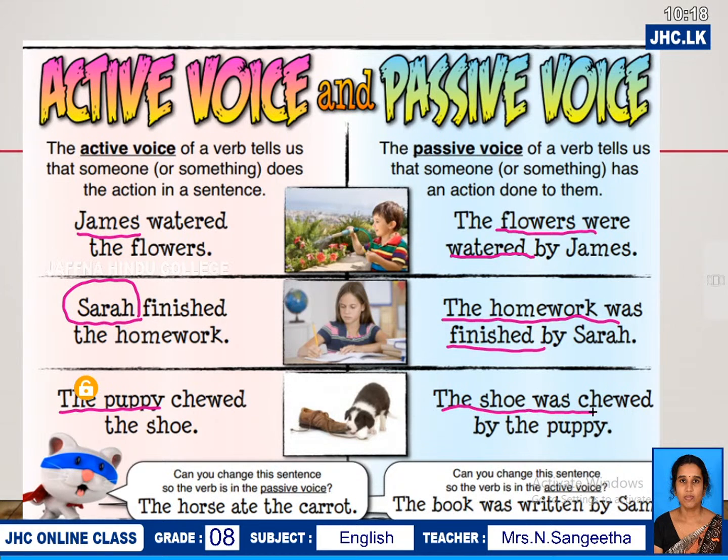How will you change it? Who? The doer is the horse, and the action verb is ate, and what did it eat? The carrot. It is the object. Right? You can change it by yourself. The book was written by Sam. This is in passive voice. Right? You have to change it in the active voice. We'll study it later.